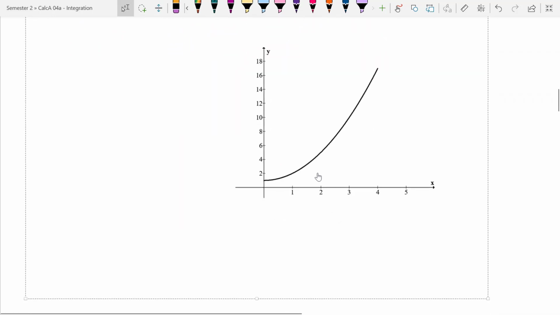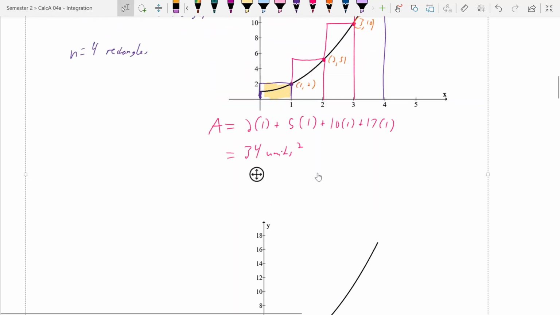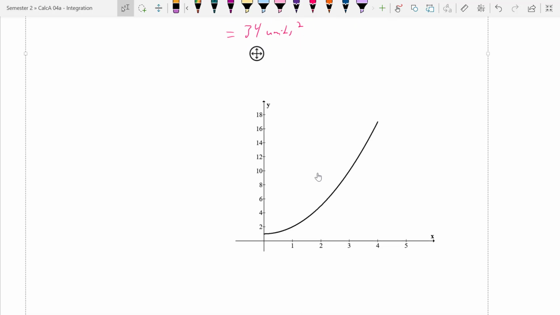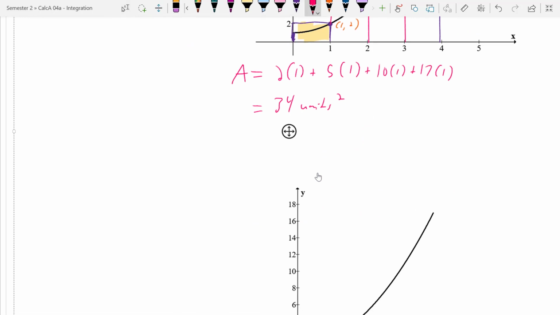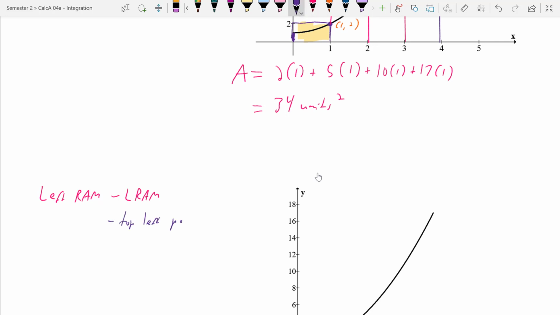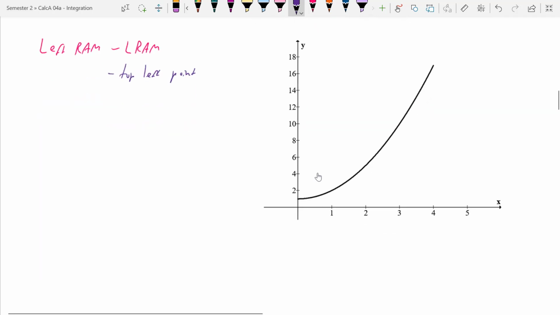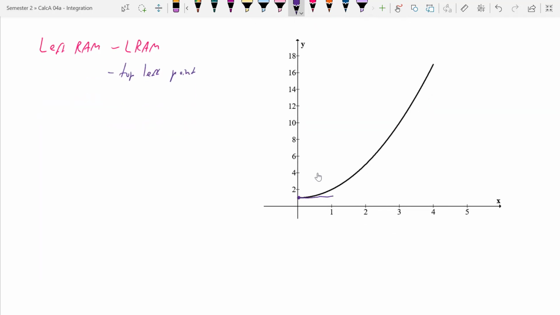Now, moving right along, we have this one, where it's the same curve, but instead of doing RRAM, we're going to do left RAM, left rectangular approximation method. And in LRAM, as we call this, the point that's on the curve is the top left point. So we're going to draw the boxes differently. And it's going to take just a little practice drawing these boxes to get them right. But the top left one.